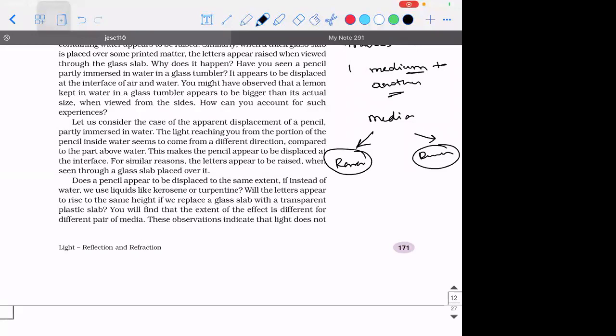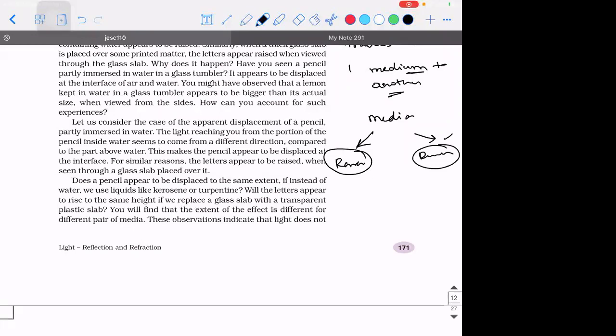Anybody? Depending on the refractive index. That's right. If the refractive index is more, then it is a denser medium. If the refractive index is less, then it is a rarer medium.